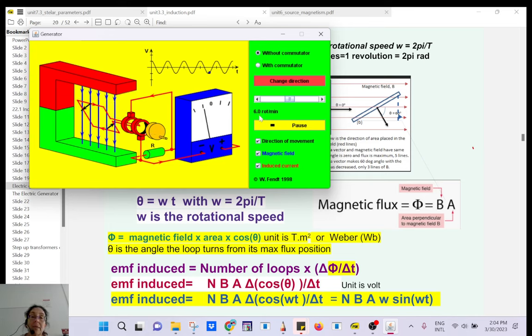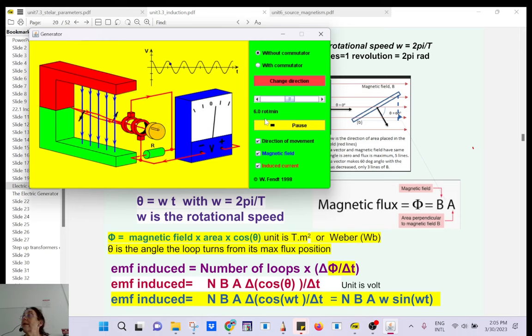For example here, it says 6 rotations per minute. If I ask you on a test, what is that? That is the angular frequency, how fast it's spinning. Here you have 6 rotations per minute, so in 1 minute it's going to go around 6 times.